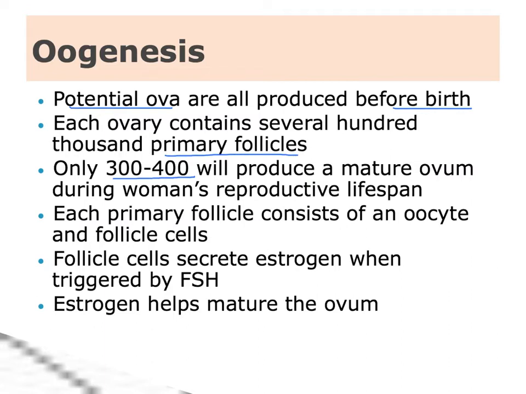Each primary follicle in the ovary consists of an oocyte and follicle cells. As you might suspect, the oocyte is what matures into the ovum, and the follicle cells are the ones involved in secreting hormones, specifically estrogen, the female hormone, which is triggered by follicle-stimulating hormone. This time the name makes sense because, as I said, this hormone is named after the female process. Estrogen is the hormone that helps mature the ovum, just like testosterone is the hormone that helps mature the sperm.